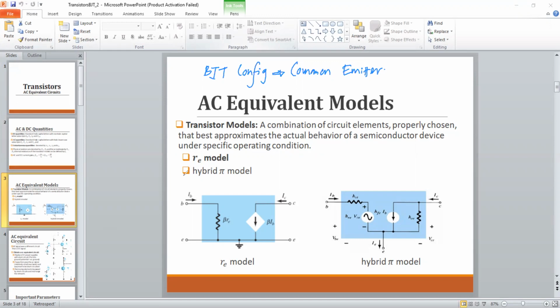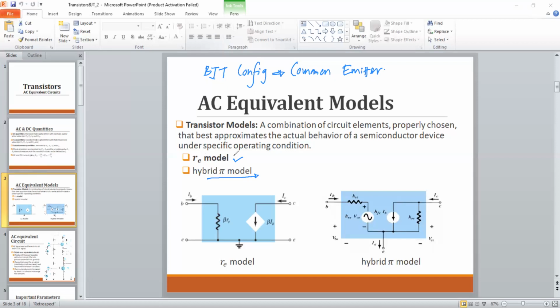There are basically two models. One is the hybrid pi model. This is the commonly used model in most cases, because it can address both high frequency and low frequency scenarios with a given model. But in this case, for simplicity, we stick to a very simple model called the re model. Once you go through these steps of analyzing a circuit in the AC domain with the re model, it is a matter of replacing the transistor with the hybrid pi model. The calculation is very similar to the re model.